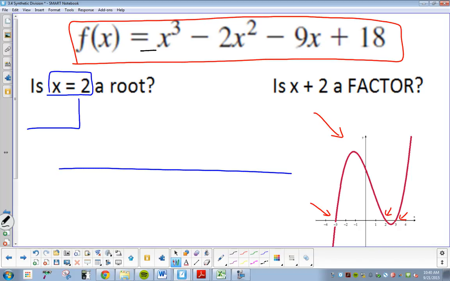Then we're going to look at the leading coefficients from our polynomial. When I say that, I mean what number is in front of each x. So x cubed, what number is in front of x cubed? It's a 1. And then negative 2x squared, so obviously that's negative 2. And then negative 9x, so that's negative 9. And then positive 18, so it's 18.